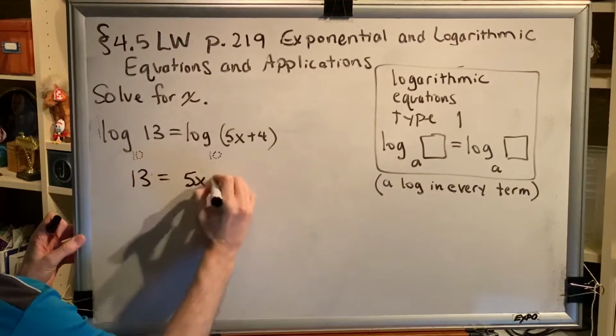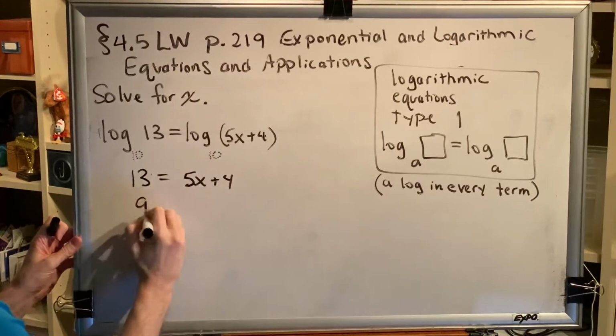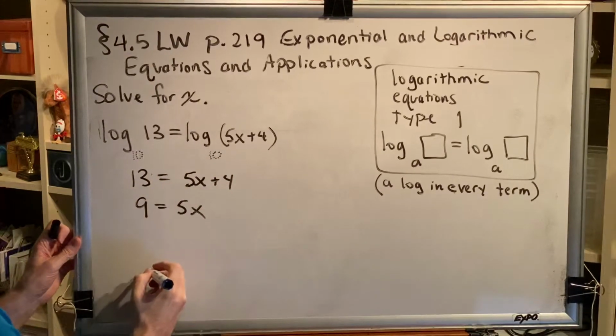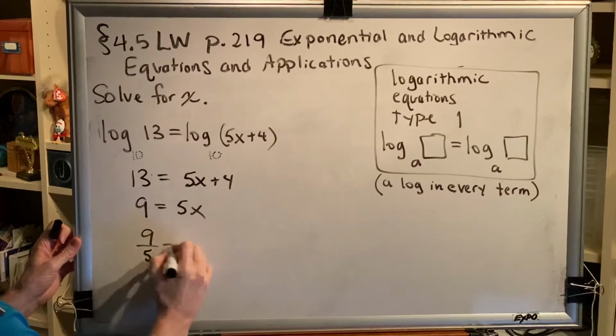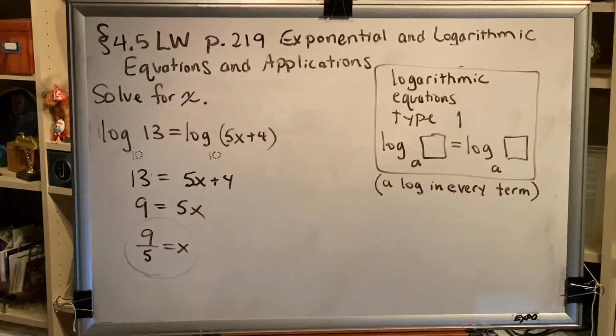13 equals 5x plus 4. Subtract 4 on both sides, 9 equals 5x. Divide by 5 on both sides, 9/5 equals x. This is our final answer.